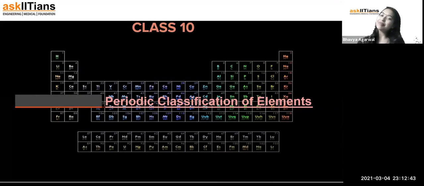Everyone, and welcome back again to Ask IITians Learning. So, we were having this discussion about periodic classification of elements, right? And in the past few classes, we have discussed a lot about the varied ways of classification, the need of classification, and the different attempts made by Newlands, Mendeleev, Dobereiner, and finally, in our last class, we reached the modern periodic table.